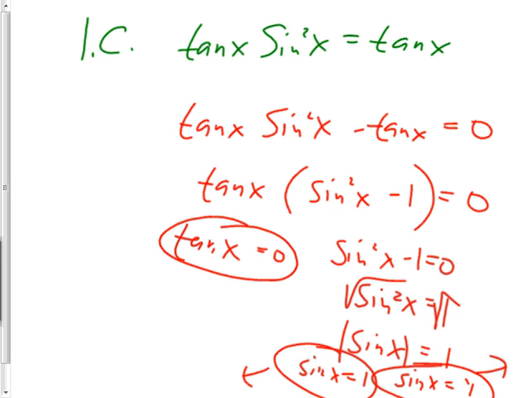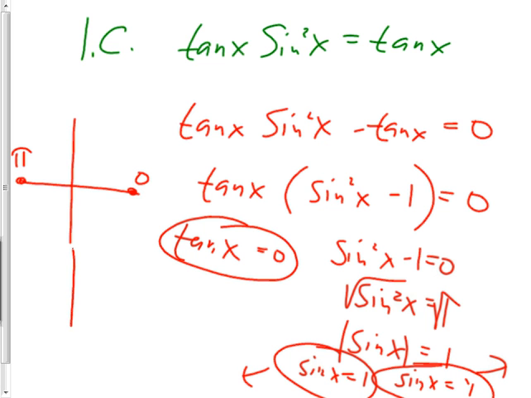When is tangent equal to 0? That's when y over x is equal to 0. When is y over x equal to 0? It's when y is equal to 0. When y is equal to 0 is here and here. Those are spots where y is equal to 0, so those are spots where tangent is equal to 0. At 0 and at pi.